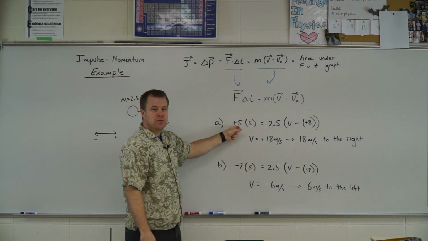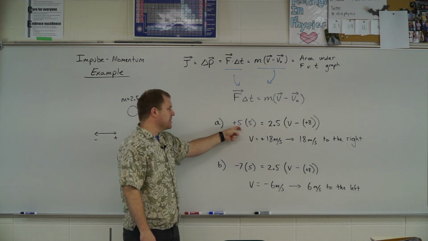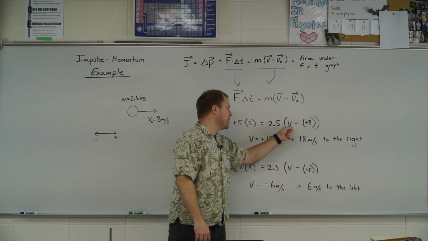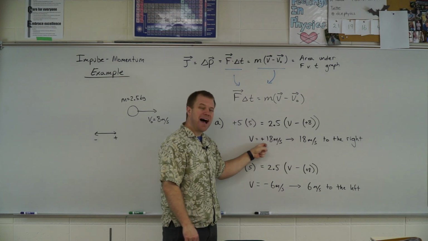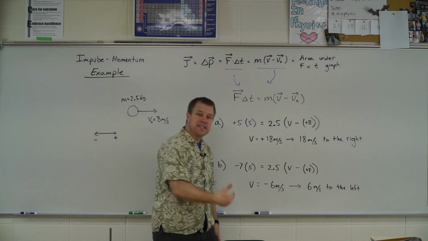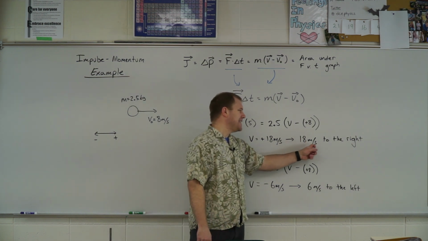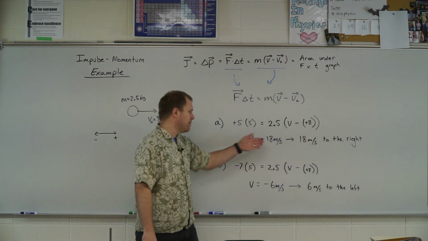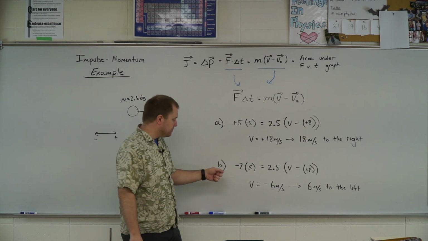So my 5 newtons to the right, I labeled it as positive, plugged in my numbers into my equation, solved for the velocity. I got a positive velocity out, which means it's to the right. So I have to be explicit about that direction. So I'm going to say 18 meters per second to the right. The positive 18 isn't good enough.